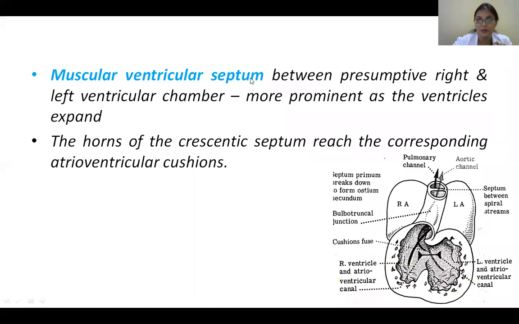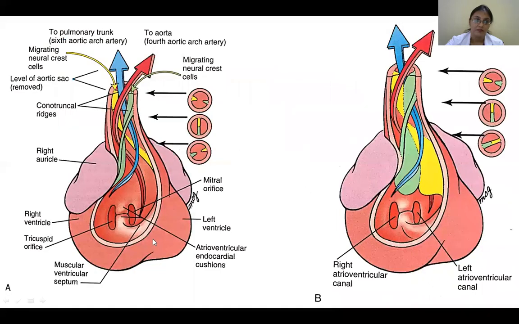So this muscular ventricular septum, how did it form? These 2 chambers are expanding, and then it becomes prominent as the ventricles expand. This is the muscular part, and you can see it's coming up to this AV cushions region. The atrioventricular region is filled with this cushion tissue. You can see the red color hitting back and going more ventrally. Then they go spiraling 180 degrees, because of which the septum that is forming is also spiraling.